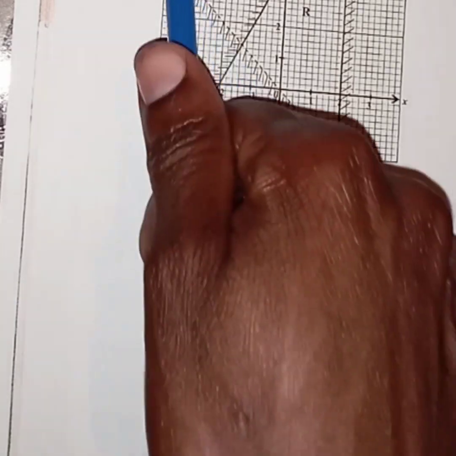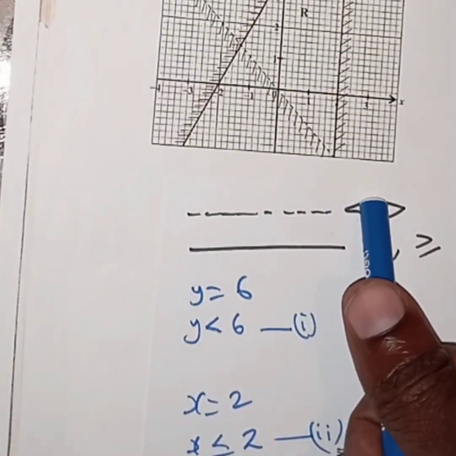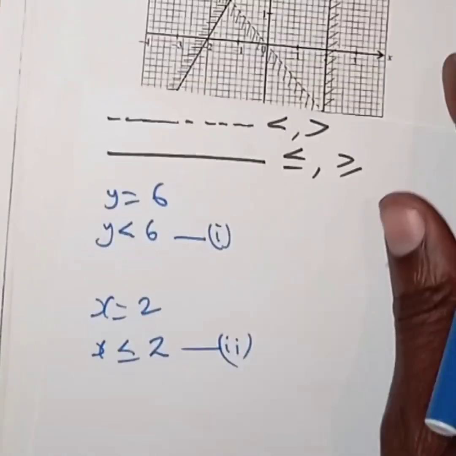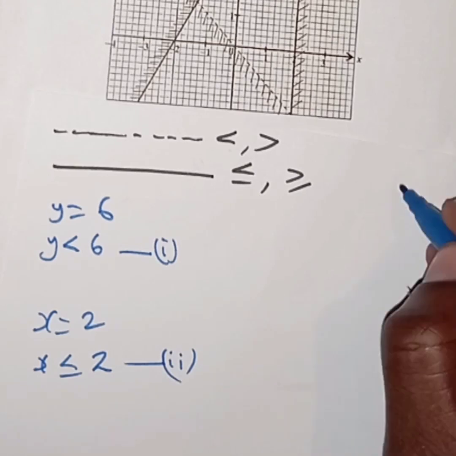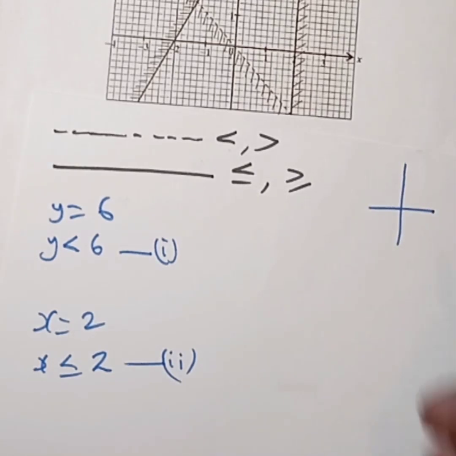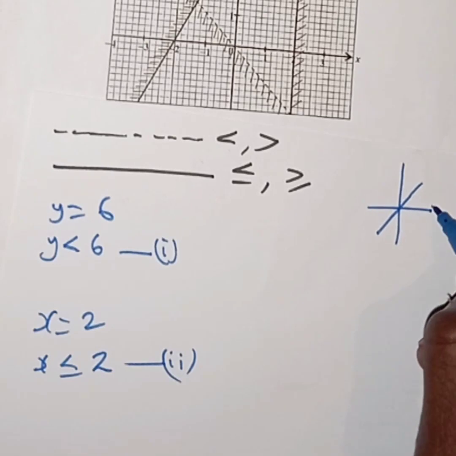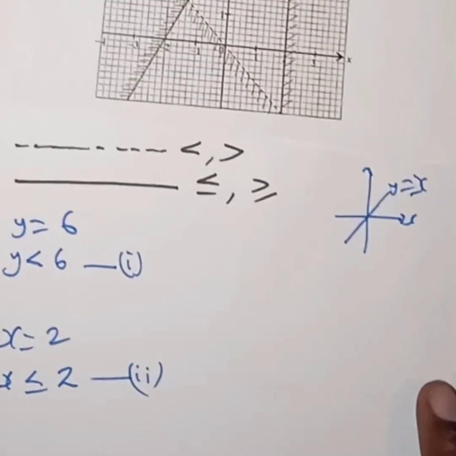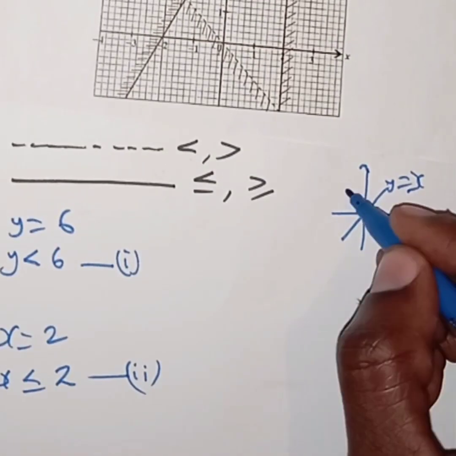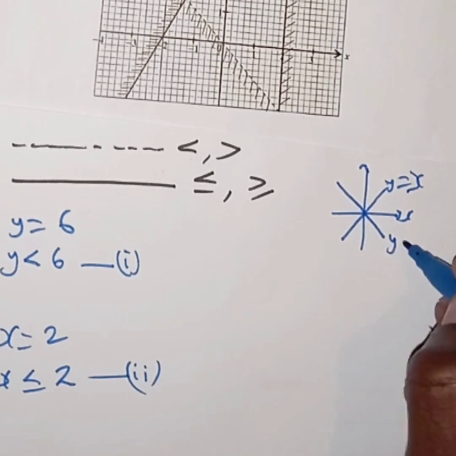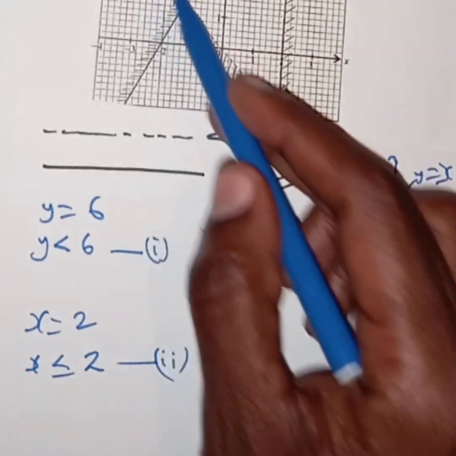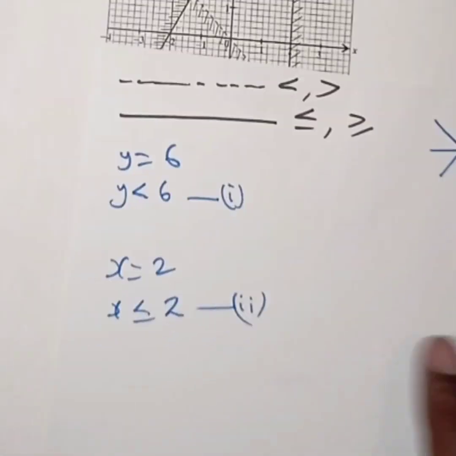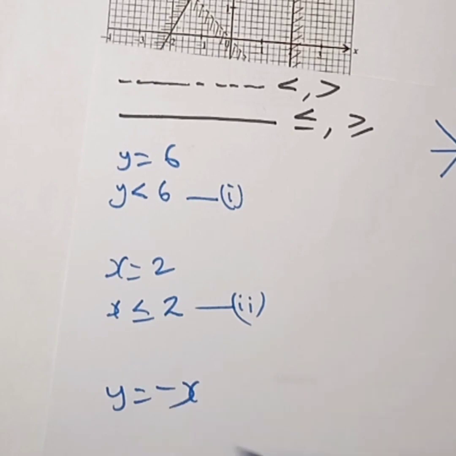The other inequality is this one. Have you seen this line? It has crossed on 0 in this way. Now, for such a line, from today onwards, take note that whenever you have this one, this is y is equal to x. That's the equation. And whenever you have a line which is crossing like this, just know it is y is equal to negative x from today onwards. Take note. So this line will easily say the equation will be y is equal to negative x.